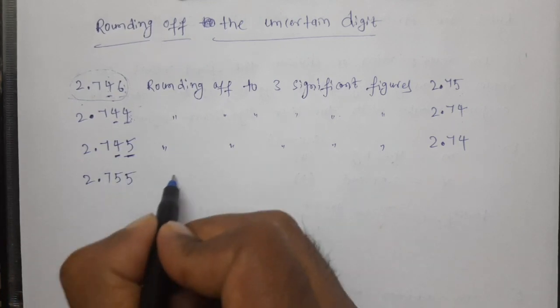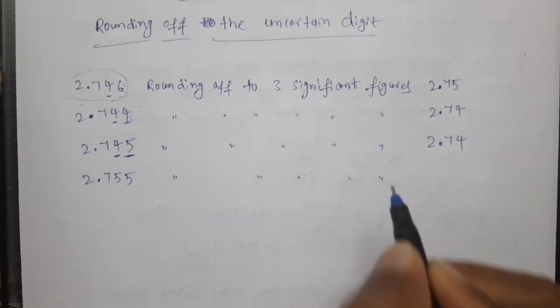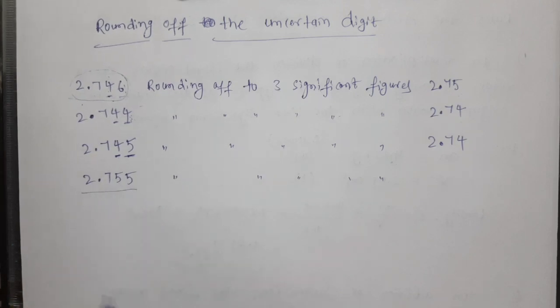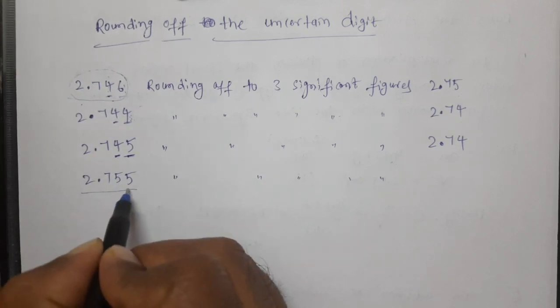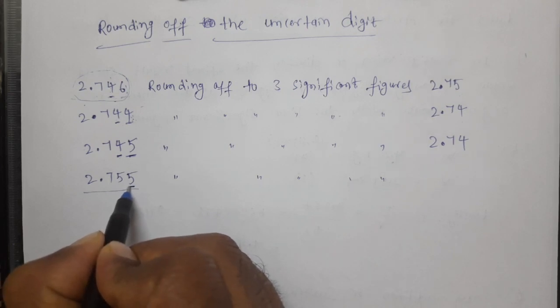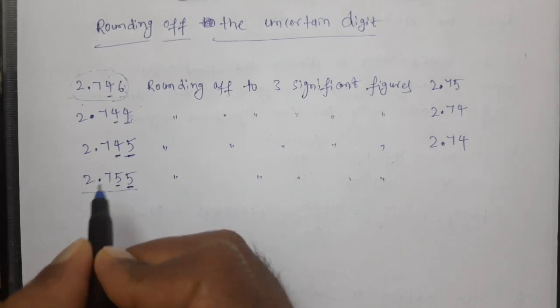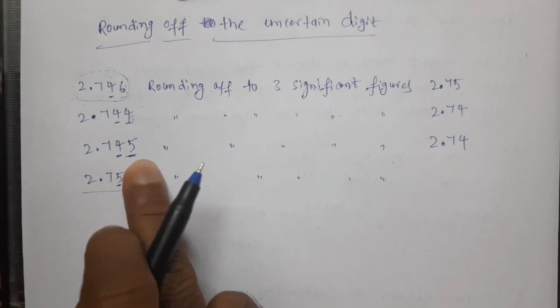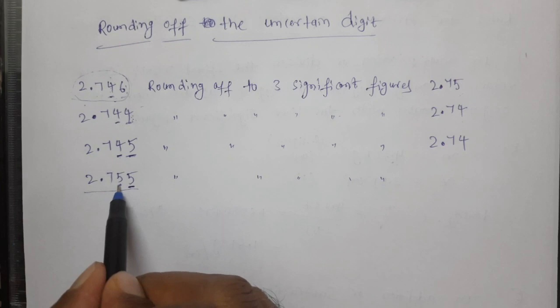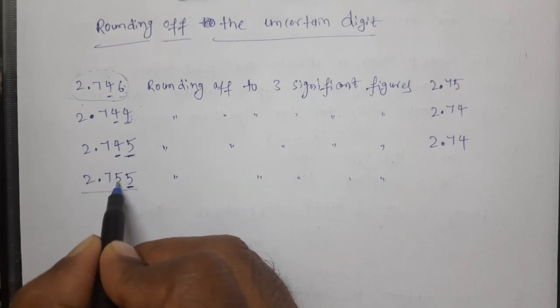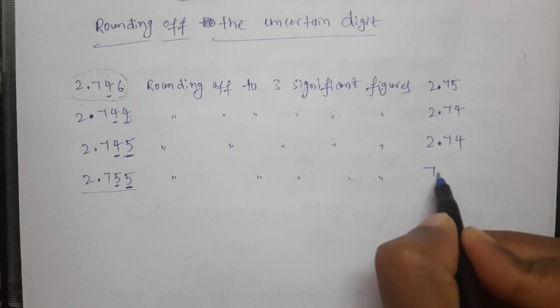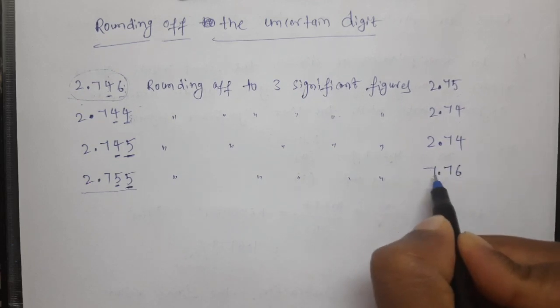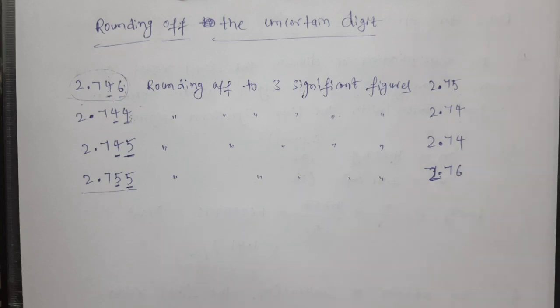Now I'll tell you another example: 2.755. Again we want to round off this number to 3 significant figures. So we check the fourth digit. The fourth digit is exactly 5, right? Now we check the third digit, whether it is even or odd. If it is odd, we have to add 1. If it is even, we omit the fourth digit. But here clearly it is odd, right? So we have to add 1 to this third digit, and we write 2.76.